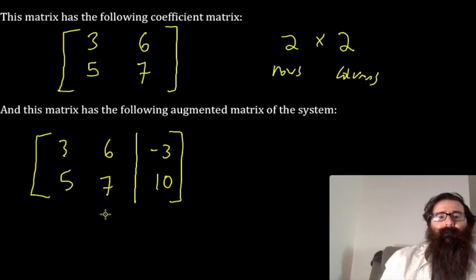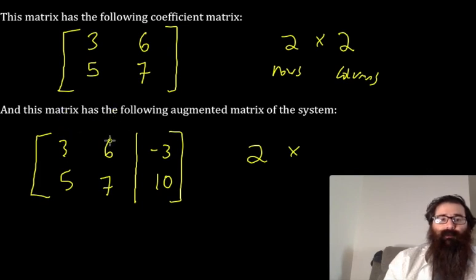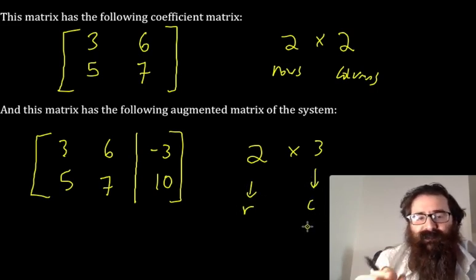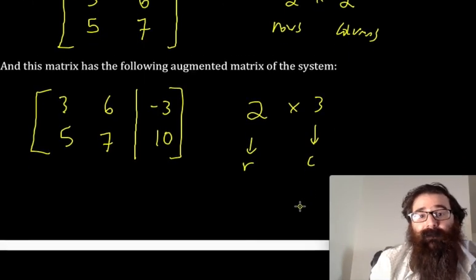And if I look at this augmented matrix, I see, okay, I have 1, 2 rows. But for my columns, I have 1, 2, 3 columns. That's a 2 by 3 matrix. 2 rows, R for row, 3 columns, C for column. So we designate how many rows we have first and then how many columns we have.